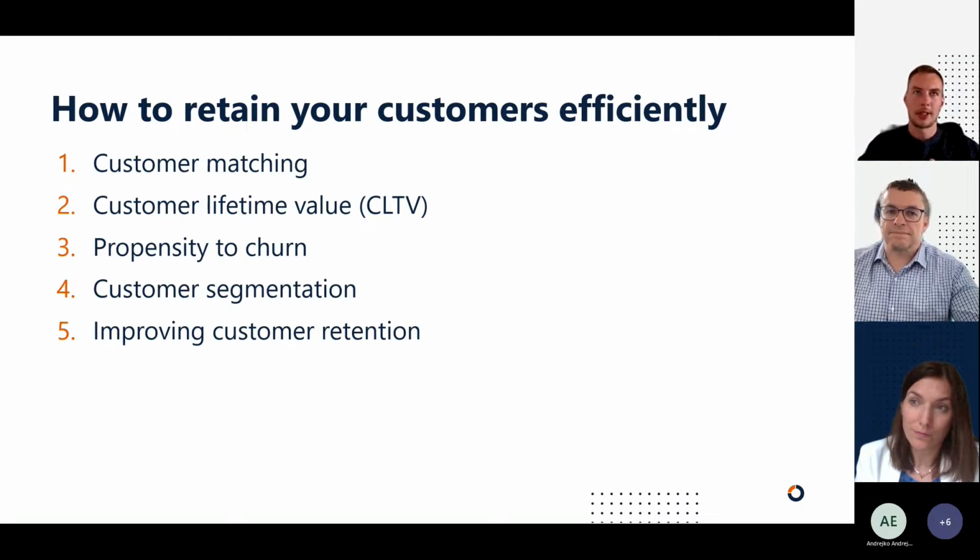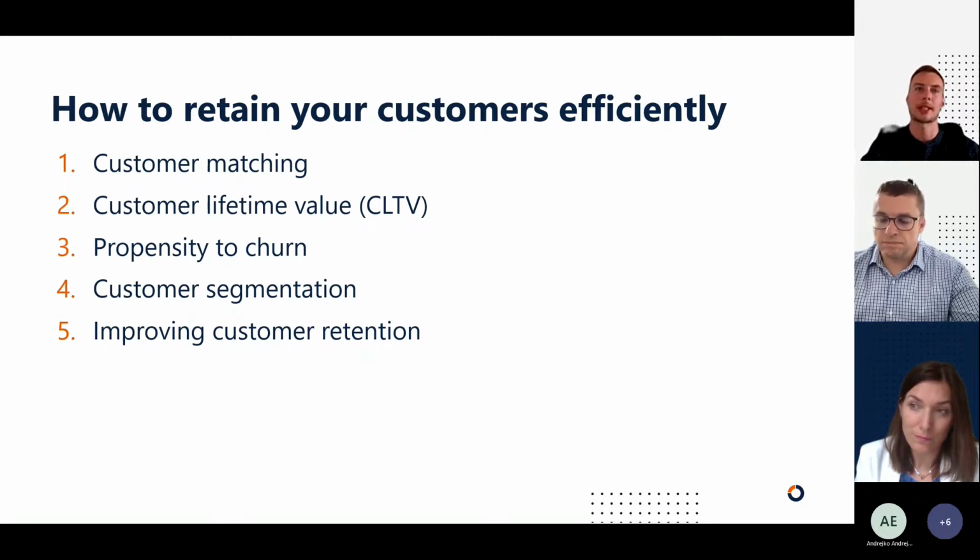Lastly, I would like to share how we at Simplity approach retention so that it's efficient. We usually start with customer matching because we want to enrich the data that we have about the customer, and we want to create something called a single customer view of that customer and then work with that. Once we have the customer profile enriched, we will continue with some predictive analytics, especially customer lifetime value and propensity to churn.